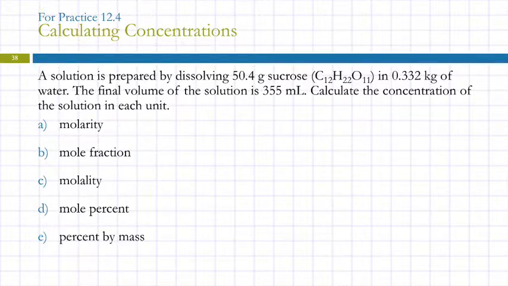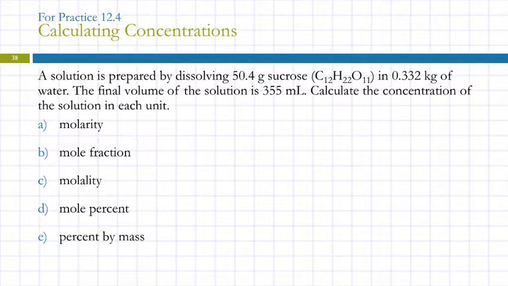Okay, so this is a big problem. Here we've got 5 different things we're supposed to calculate. A solution is prepared by dissolving 50.4 grams of sucrose in 0.332 kilograms of water. The final volume of the solution is 355 milliliters. Calculate the concentration of the solution in each unit. So we're given the information we need to calculate all of these different concentrations. So we can do molarity, mole fraction, molality, mole percent, and percent by mass.